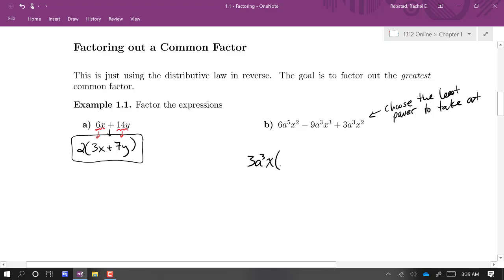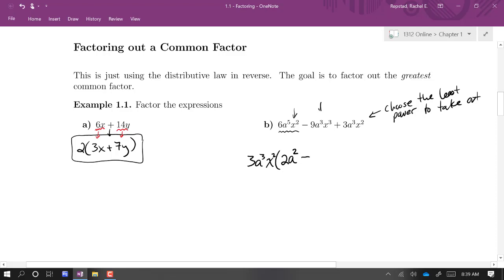And now we just have to remember our rules of exponents. So what do we multiply by 3a cubed x squared to get 6a to the 5th x squared? Well, I need a 2 to get myself to the 6. To get from a cubed to a to the 5th, I have to multiply that by a squared because we add exponents when we multiply. And then I don't need x's at all, right? I took out an x squared, that is an x squared, so I'm not missing anything. We bring down the minus.